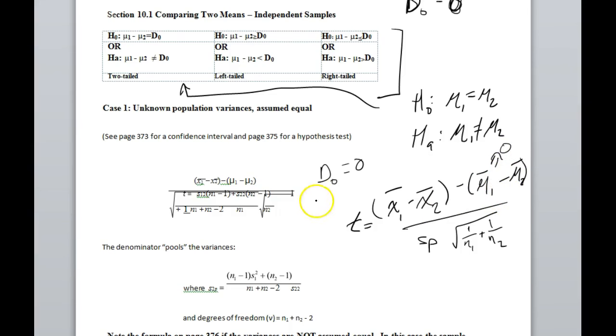And this formula is going to break down from something ridiculously convoluted, with so many letters and numbers, to essentially x1 bar minus x2 bar minus 0. So just x1 bar minus x2 bar all over the pooled standard deviation times the square root of 1 over n1 plus 1 over n2. Okay, we'll see how to use that in a little bit here.